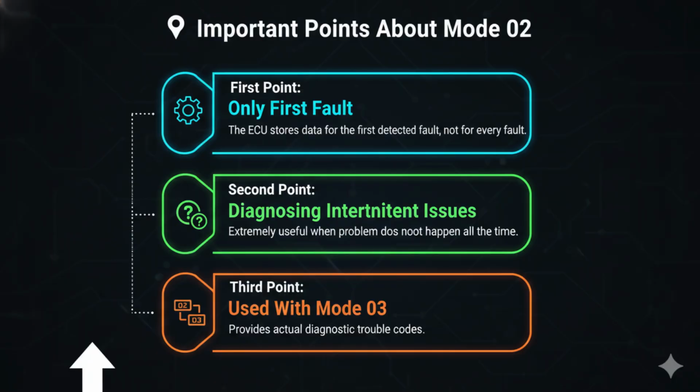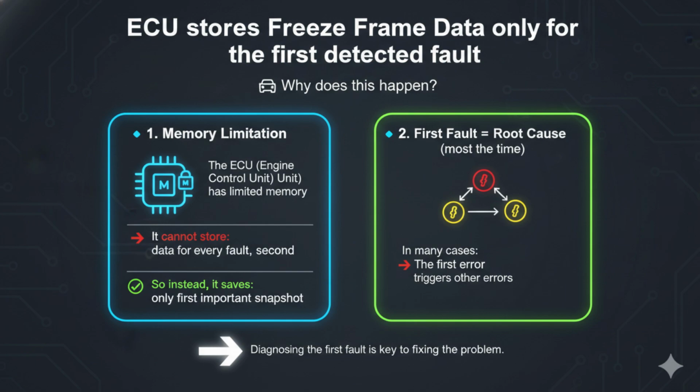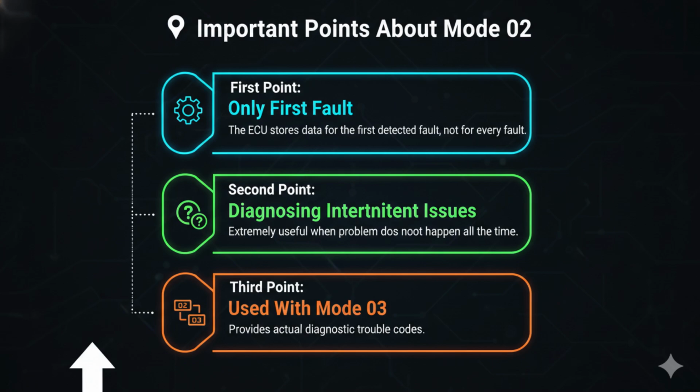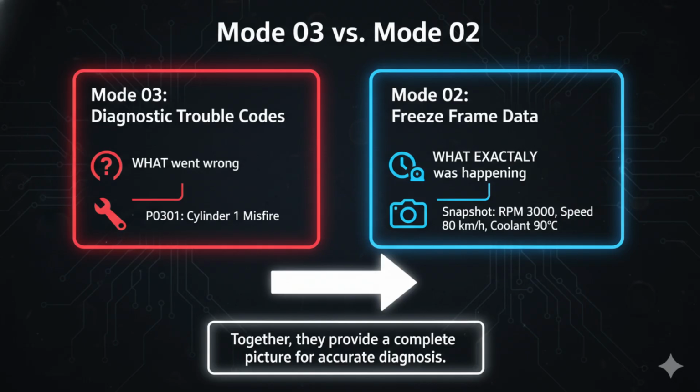There are a few important points to remember about Mode 02. First, the ECU usually stores the freeze frame data for the first detected fault, not for every fault. Second, this data is extremely useful for diagnosing intermittent issues, where the problem does not happen all the time. And third, freeze frame data is usually used along with Mode 03, which provides the actual diagnostic trouble codes. So you can think of it like this: Mode 03 tells you what went wrong, and Mode 02 tells you what exactly was happening when it went wrong.